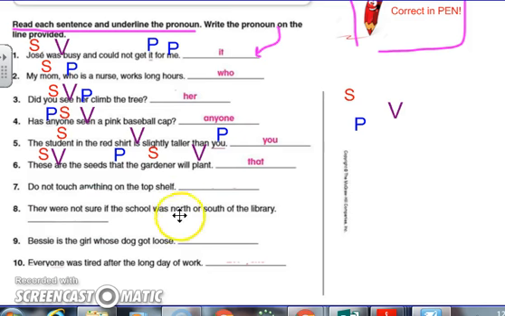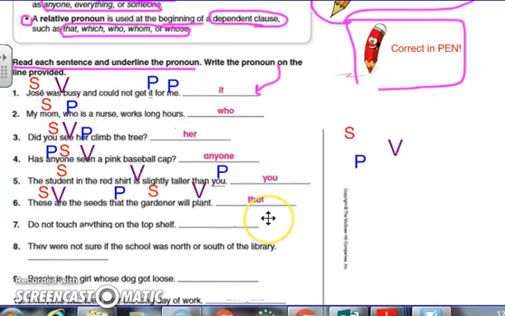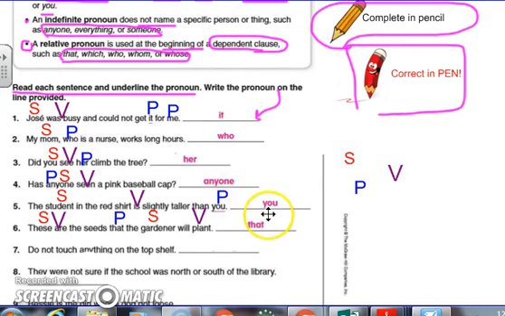All right. Do not touch anything on the top shelf. Remember, anything? What kind of pronoun is that? That's right. It's indefinite. Do not touch anything that's on that top shelf, or else.